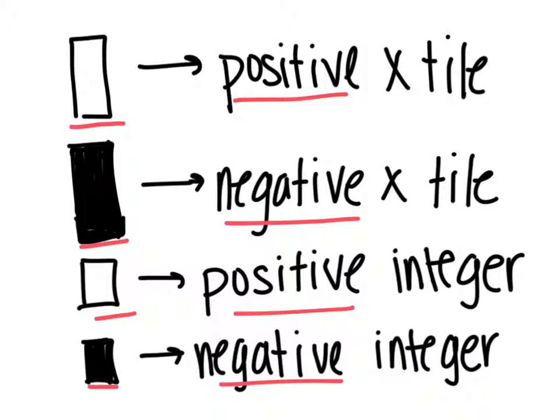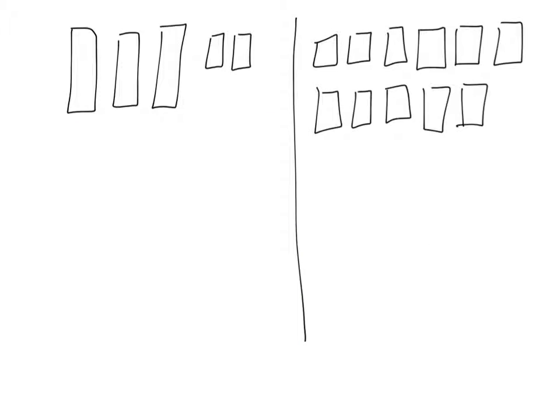So the purpose of these lessons is we always want to solve for our X tiles. So we're going to look at two different examples. Here's the first example where we have multiple X's and multiple integers. If you see right here, we have 3 positive X tiles, 2 positive integer tiles, and then 11 positive integer tiles over on the other side. Our goal is to solve for this one X tile right here.